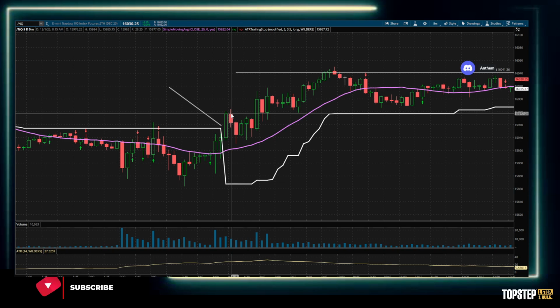But this is how you can manage your risk, and this is how you can be less stressed in the trade when you use this ATR trailing stop indicator as your stop loss, because it's also going to allow you to set up the number of contracts that you want to trade based on the amount of risk that this particular trade is giving up.